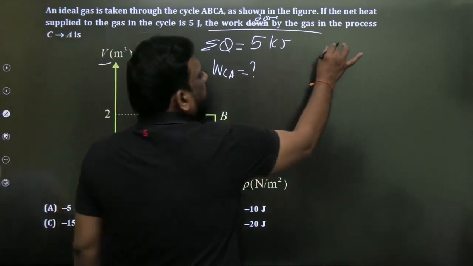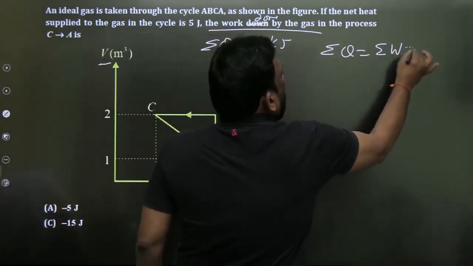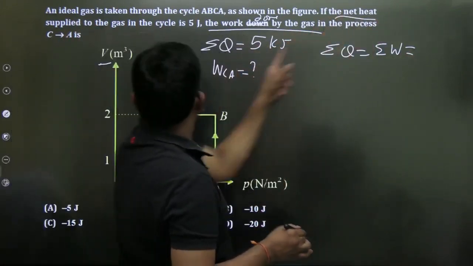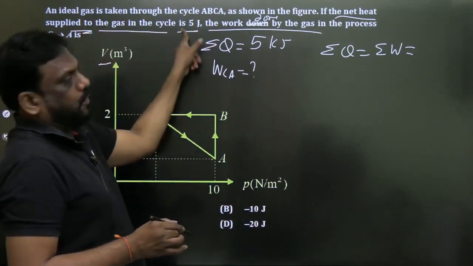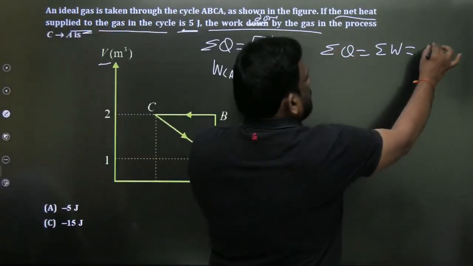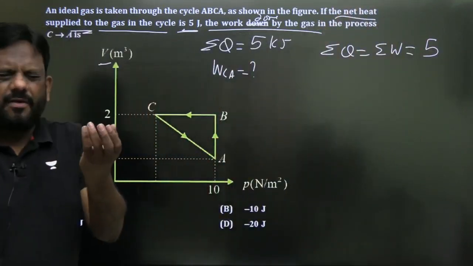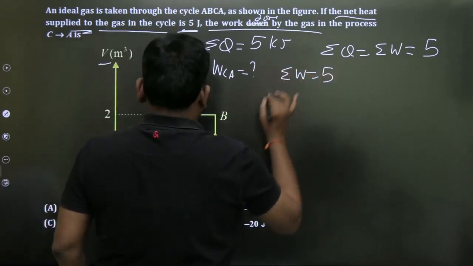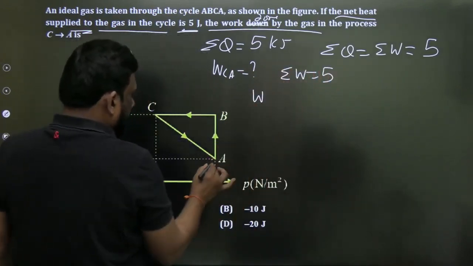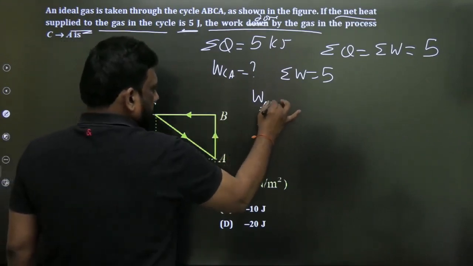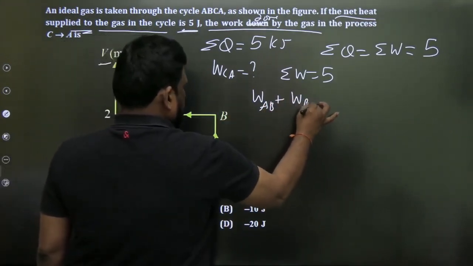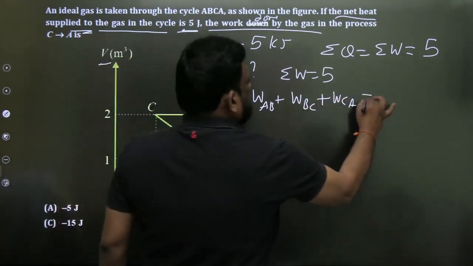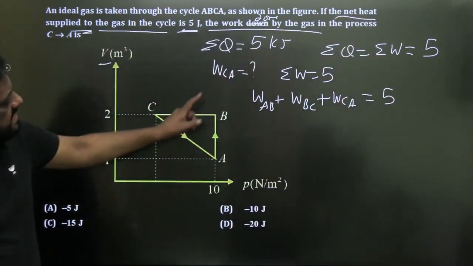For a cycle, net heat is equal to net work. Already the total net heat is given. The net heat supplied is stated, therefore it is positive. So net heat is 5. So net work is also 5, because from the first law of thermodynamics for a cycle you get this. So sigma W is equal to 5. What does it mean? Work in AB plus work in BC plus work in CA is equal to 5. Okay, no problem at all. He is asking work in CA.